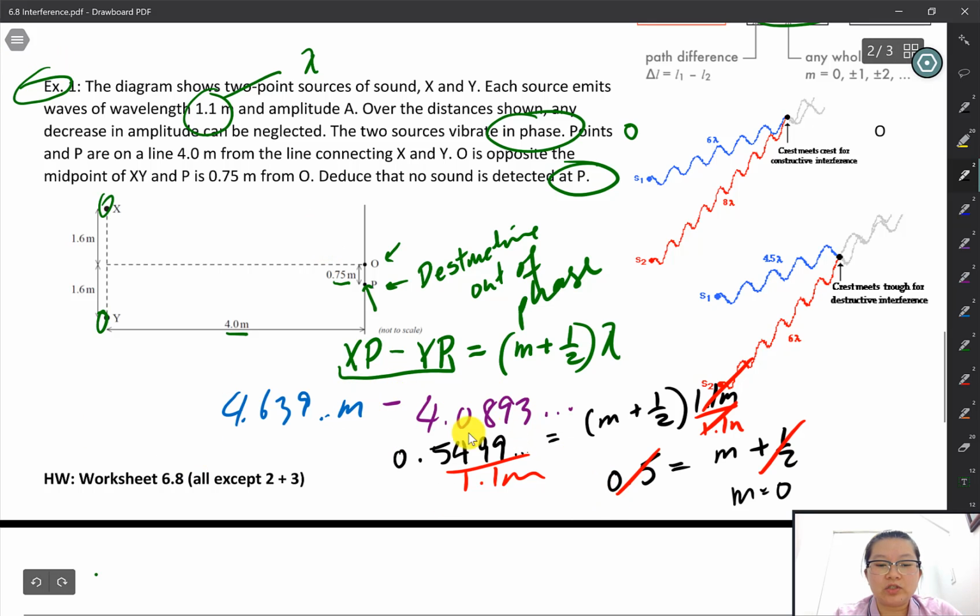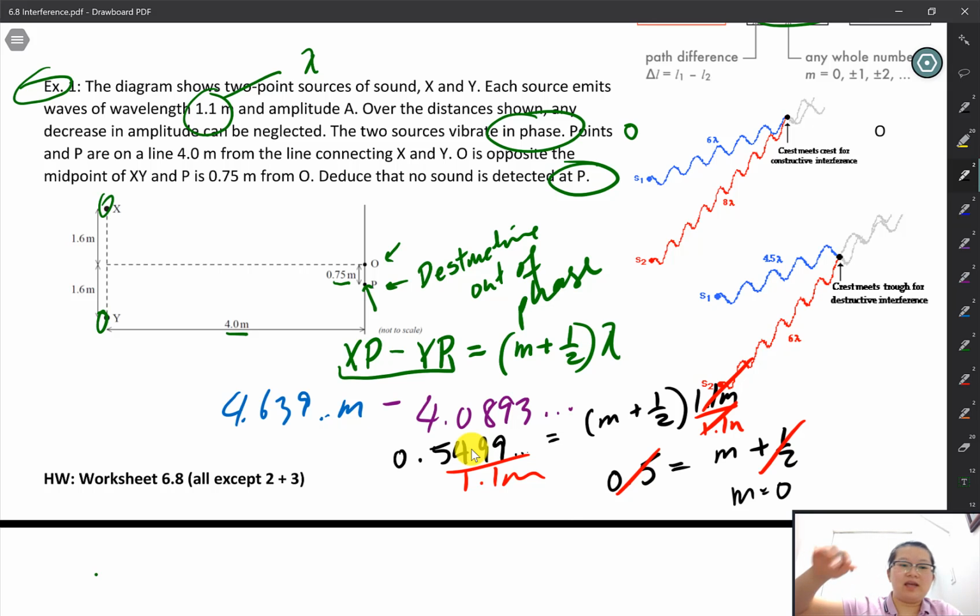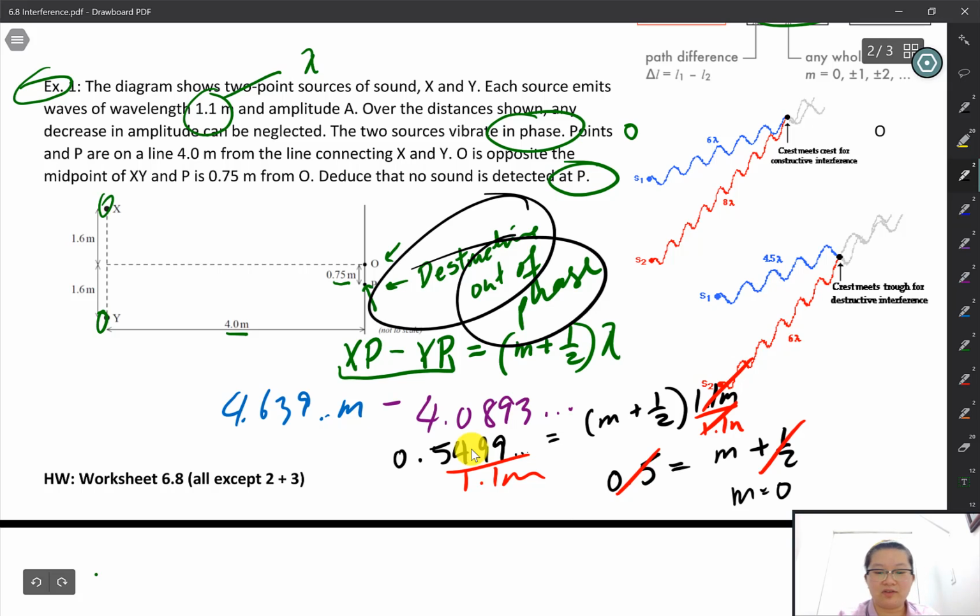Well, if you put it this way, when we subtracted the two paths, we got 0.54. If we divided that by the whole wavelength, we know that 0.54 is exactly half a wavelength. Because it's half a wavelength, the XP wave would have traveled exactly half a wave longer than the other one, meaning when they interfere at point P, they're going to be exactly out of phase. Because they're out of phase, it gives us destructive interference, and we deduce that no sound is detected at P because our difference here was half a wavelength.